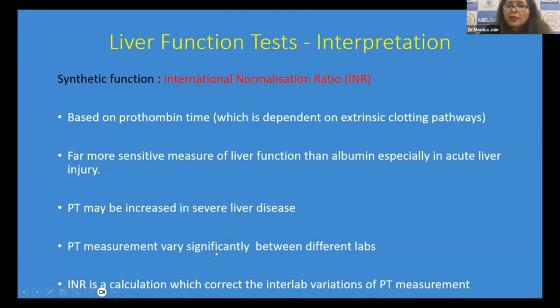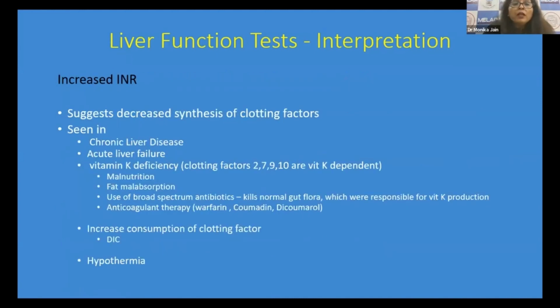PT measurement may vary significantly between different labs. So to correct this, INR is a calculation which corrects the interlab variation of prothrombin time. So we order PT INR. This is because the INR reading, by a calculation, corrects the interlab variation, which can come from the different methods used in different labs.